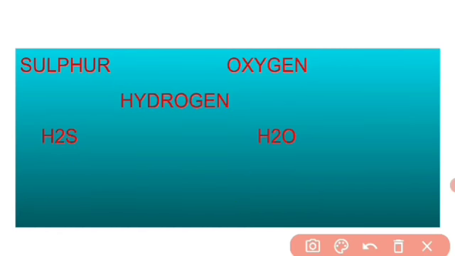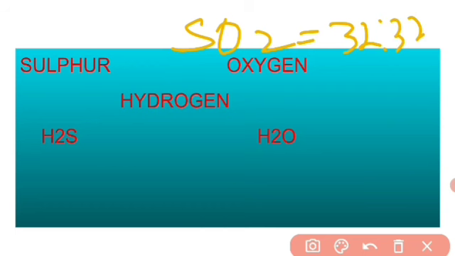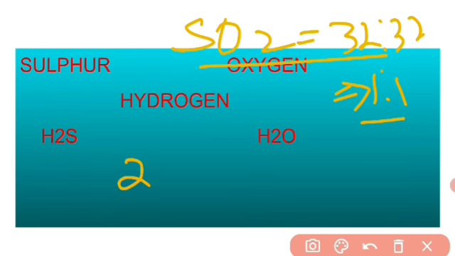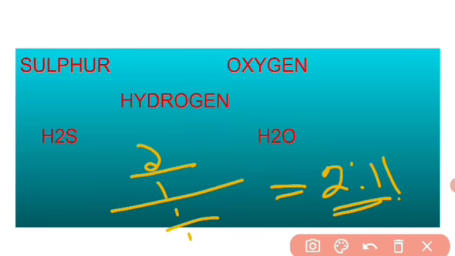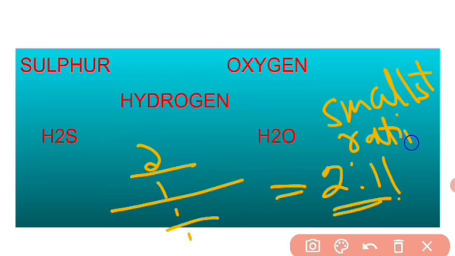Okay, and now the new elements combine themselves. When they combine themselves, you will get SO2. The ratio for SO2 is 32 is to 32, which is nothing but 1 is to 1. Now you're just comparing the previous ratio and this ratio. The previous ratio was 2 is to 1, this ratio is 1 is to 1. When you divide these ratios, 2 by 1 whole divided by 1 by 1, your answer will be 2 is to 1, which is again a smallest ratio. Again, you cannot divide it more.